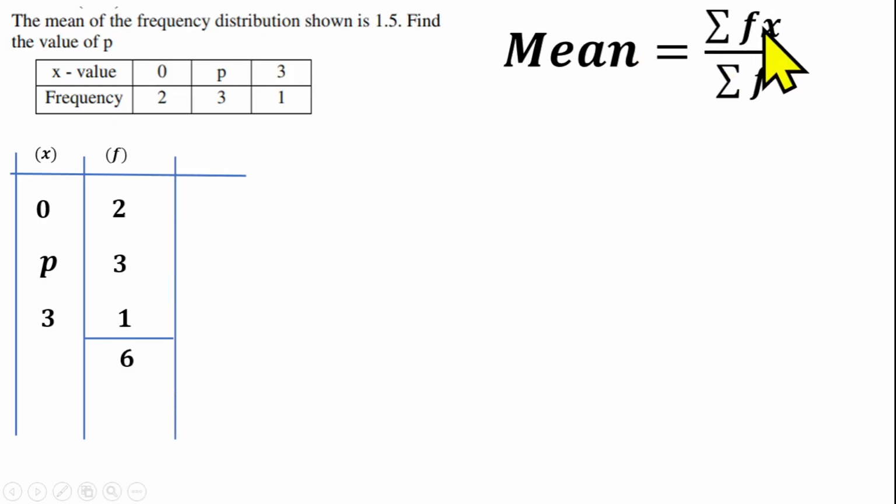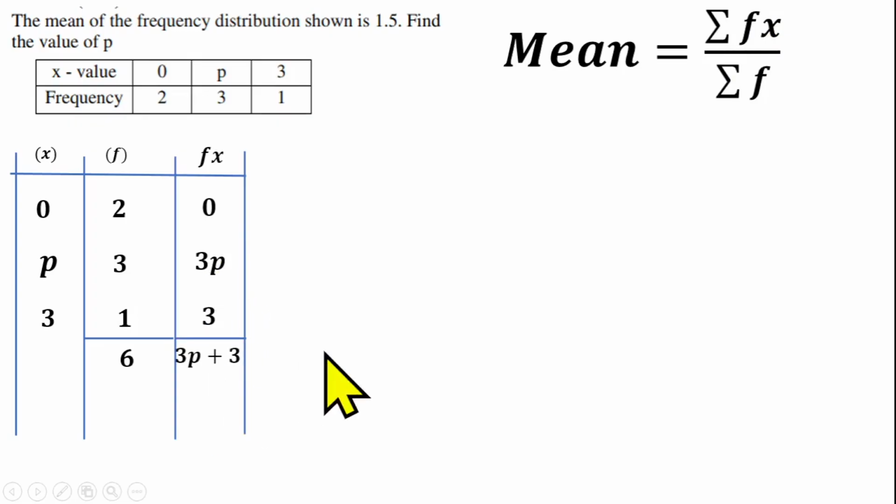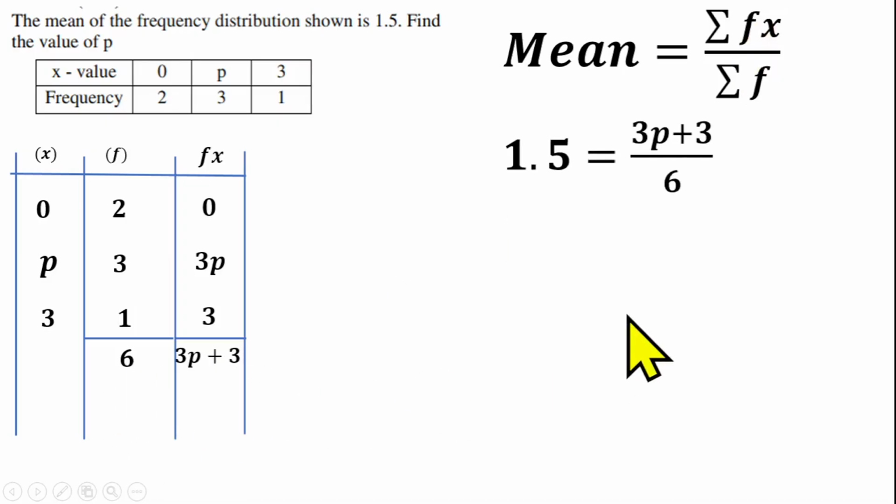Then we need to compute our fx. So that will be 2 times 0 will give us 0, p times 3, that is 3p, then 1 times 3 will give us 3. Then we need to sum fx together. Summation of fx will be 0 plus 3p gives 3p, 3p plus 3. So the summation of fx is 3p plus 3. We are given the value of the mean to be 1.5. So you will have 1.5 equals summation fx, which is 3p plus 3, over summation f, which is 6.